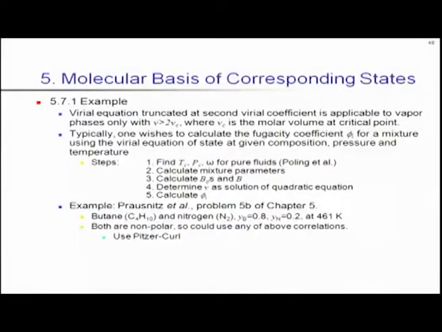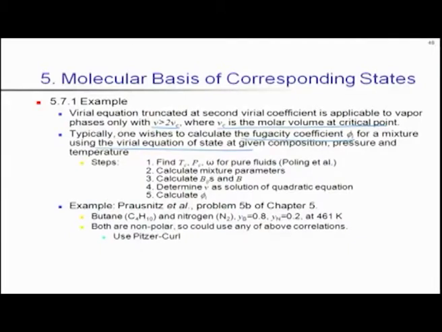So let us try to make use of an example here. Now, the virial equation truncated at the second virial coefficient is applicable to the vapor phase only for molar volume greater than 2 Vc, where Vc is the molar volume at the critical point. It tells you simply that a too dense fluid is difficult to represent by the virial equation of state, particularly the second virial equation of state. Now typically one wishes to calculate the fugacity coefficient for a mixture using the virial equation of state at a given composition, pressure and temperature.